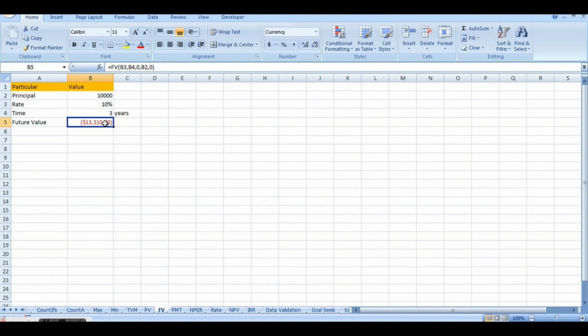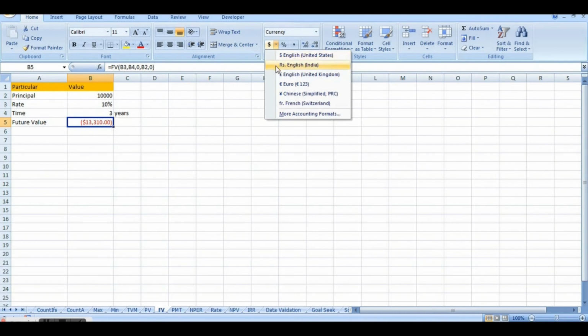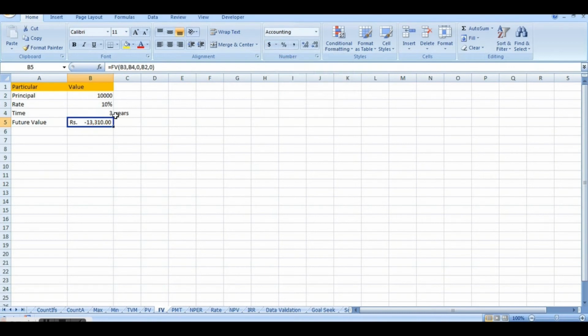The future value is showing in negative because either it will show the present value or the future value in negative. But the real answer should be plus 13,310 if you are keeping a deposit of 10,000 today. Or if you have taken a loan of 10,000 today, that will be an inflow of money and positive. But at the end of the third year, you will have to pay rupees 13,310. So that will be an outflow, and that's why it shows a negative sign. So you have to adjust the negative sign based on whether it is a deposit or a loan.